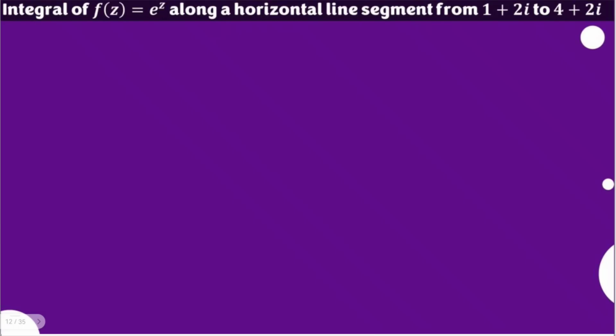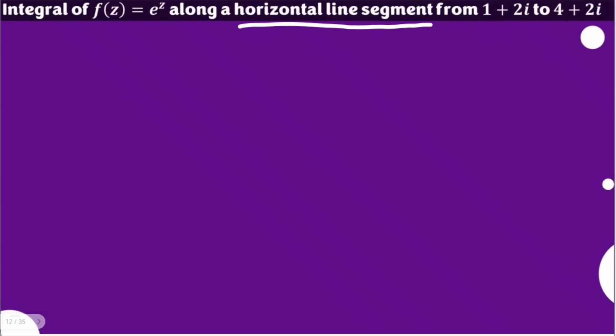This time, we are tasked to solve for the integral of the given function e to the power of z along the horizontal line segment path from 1 plus 2i to 4 plus 2i. It's very important for us to identify the correct path so that when we use the parameterization, we can use the correct formula as well.